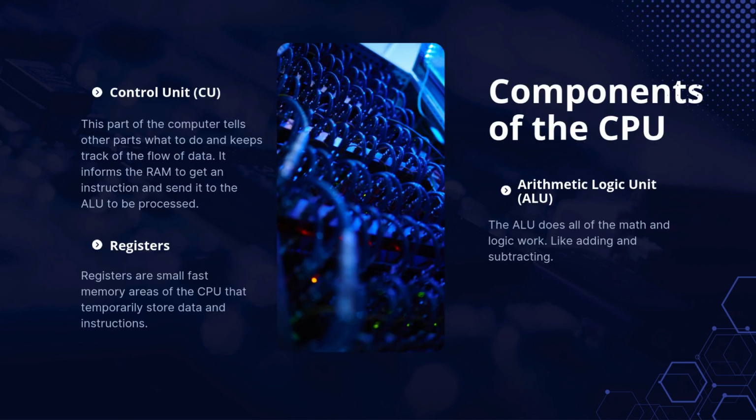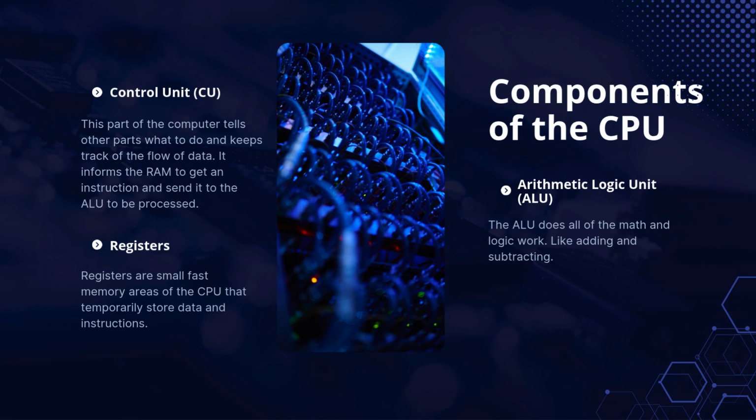So let's move on with components of the CPU. As you can see, we have the control unit, which is the part of the computer which tells other parts what to do. It also keeps track of the flow of data. It informs the RAM to get an instruction and send it to the ALU to be processed.